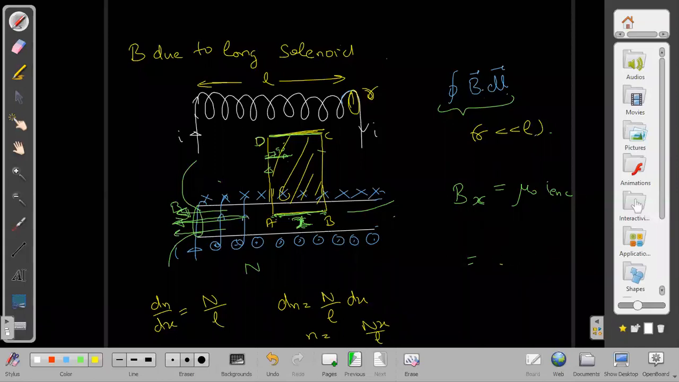Then it is equal to mu naught into number of turns, n into x by L, into the current in one turn, I. Then B into x, and x is cancelled. What is B finally? B is coming out to be a very simple result at last: mu naught into n into I by L. B equals mu naught n I by L. Is it understood?